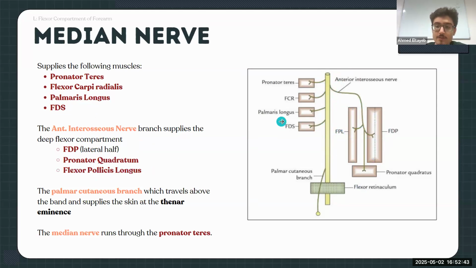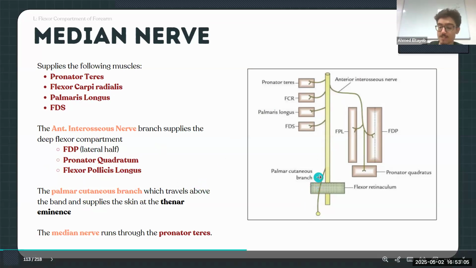What about one muscle from our flexor compartment, which is flexor carpi ulnaris? We mentioned that it's innervated not by the median nerve. It's innervated by the ulnar nerve. Okay? Keep that in mind. And what happens to the nerve then? It's going to give us a palmar cutaneous branch, which will go very distally.